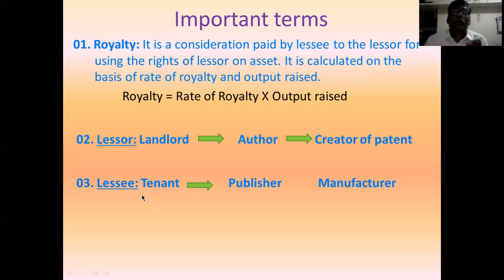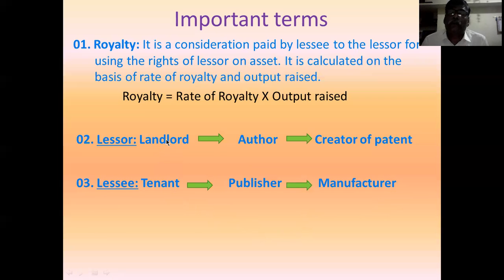Okay. And next is lessee. Lessee means he is a person who uses the rights of another person, who uses the asset of another person and gives consideration for the use of the asset. He is called tenant. Tenant is the lessee. Then publisher is the lessee. Then manufacturer is the lessee.